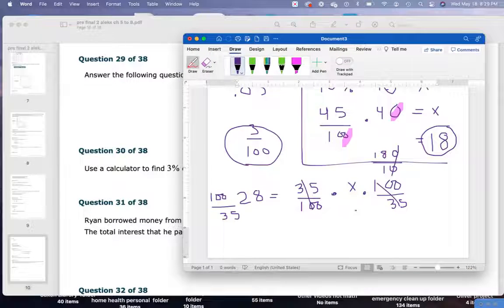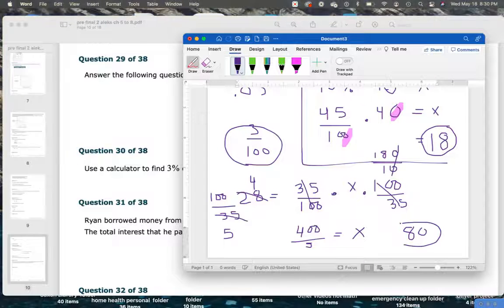The X is on the right, and oh, we can do some fancy canceling. 7 goes into 28 4 times. 7 goes into 35 5 times. Okay, so we wind up with 400 fifths, 400 over 5. But 5 goes into 40 8 times, so 80 is my answer.